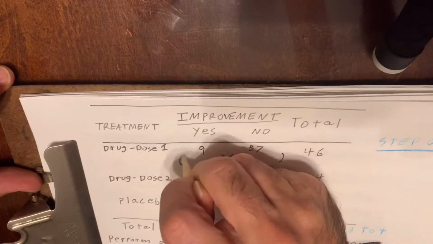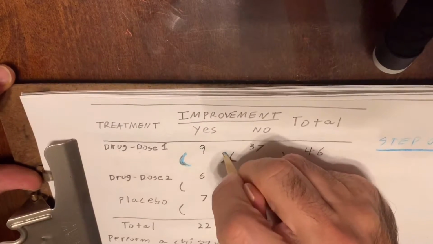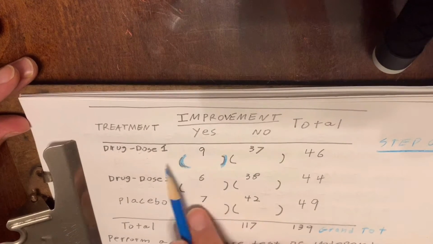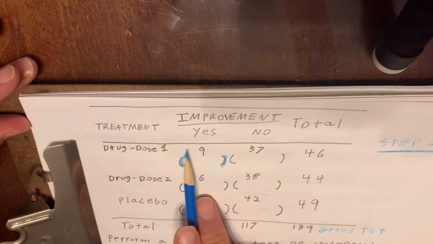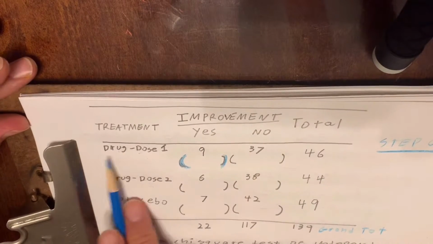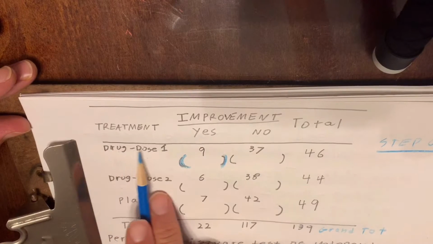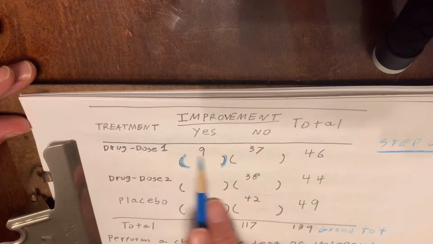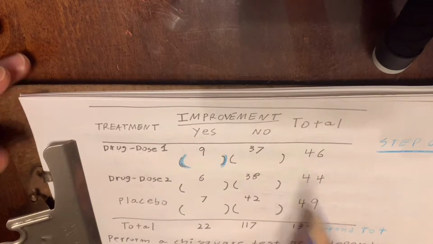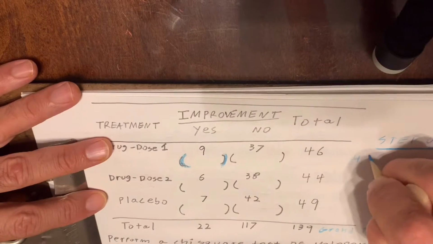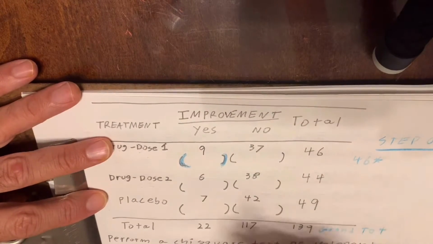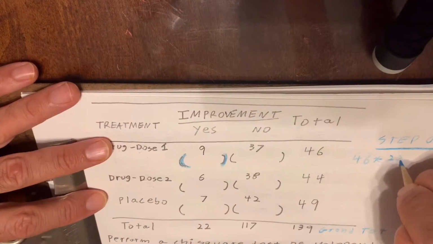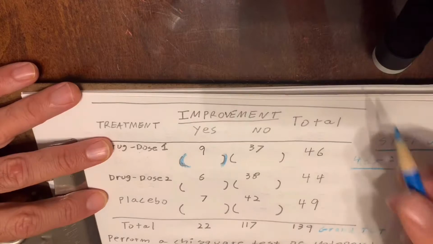So I'm going to do it in this color, just to show you. So the expected frequency in this row and this column, I want you to notice that this is the first row and this is the first column. So the row total here would be 46. The column total in this column is 22. And the grand total is 139.